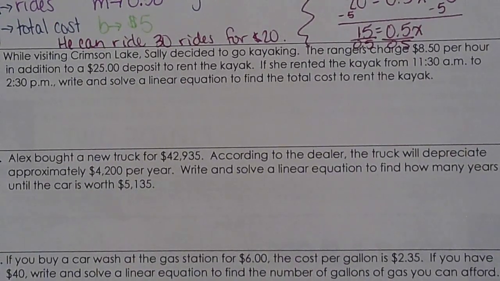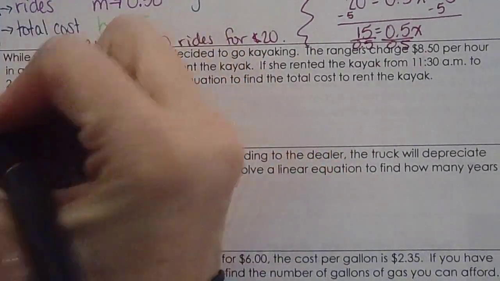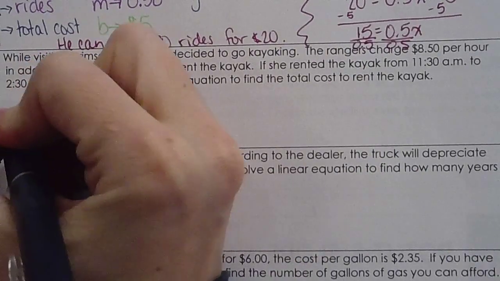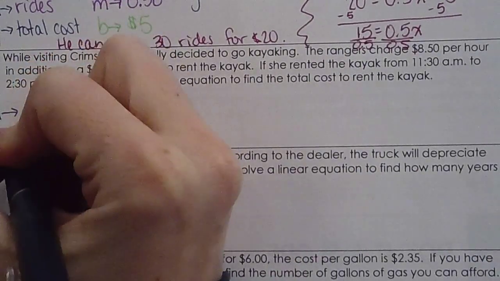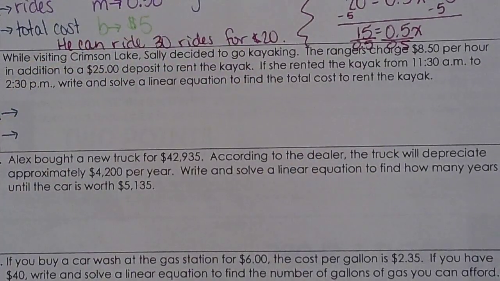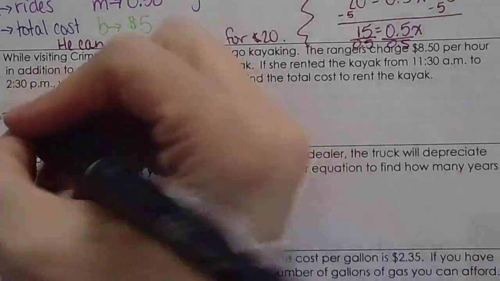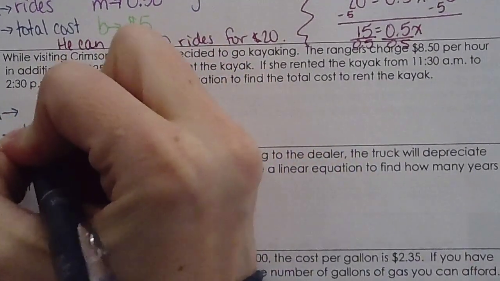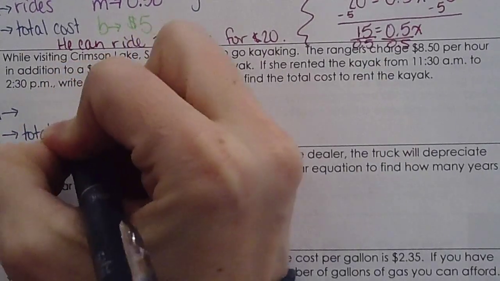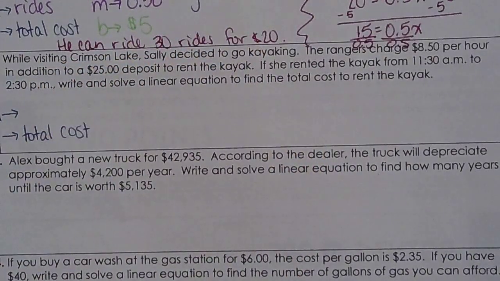I have two numbers, $8.50 per hour and a $25 deposit. So I know I need to come up with my X and my Y. And I know that I'm talking about how much it costs Sally to go kayaking. So my Y is going to be total cost again. And I'm going to come back to my X. Now I have two numbers. I have $8.50 per hour and I have a $25 deposit.